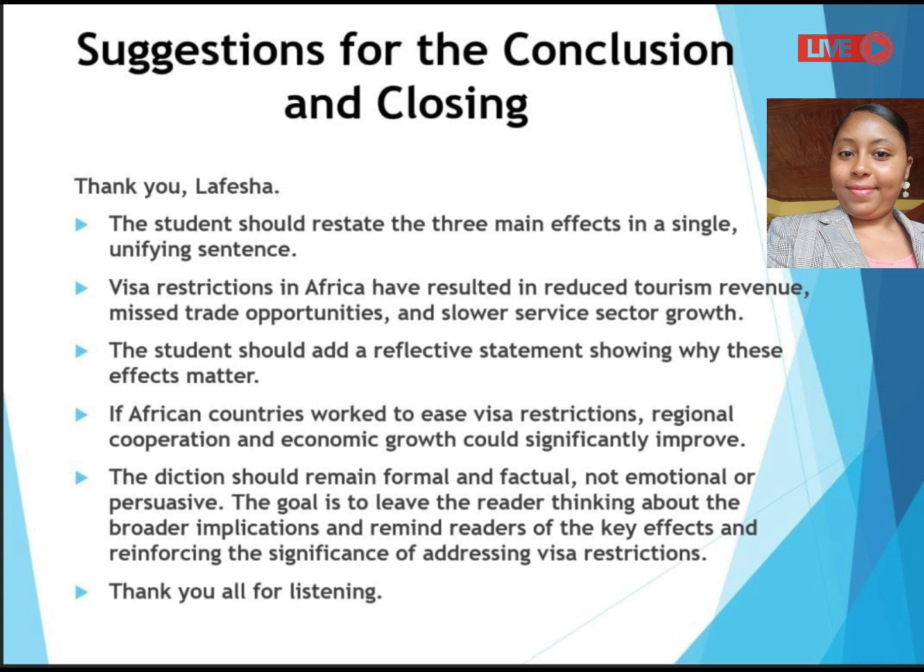The student should restate the three main effects in a single unifying sentence. Visa restrictions in Africa have resulted in reduced tourism revenue, missed trade opportunities, and slower service sector growth. The student should add a reflective statement showing why these effects matter. If African countries work to ease visa restrictions, regional cooperation and economic growth could significantly improve.